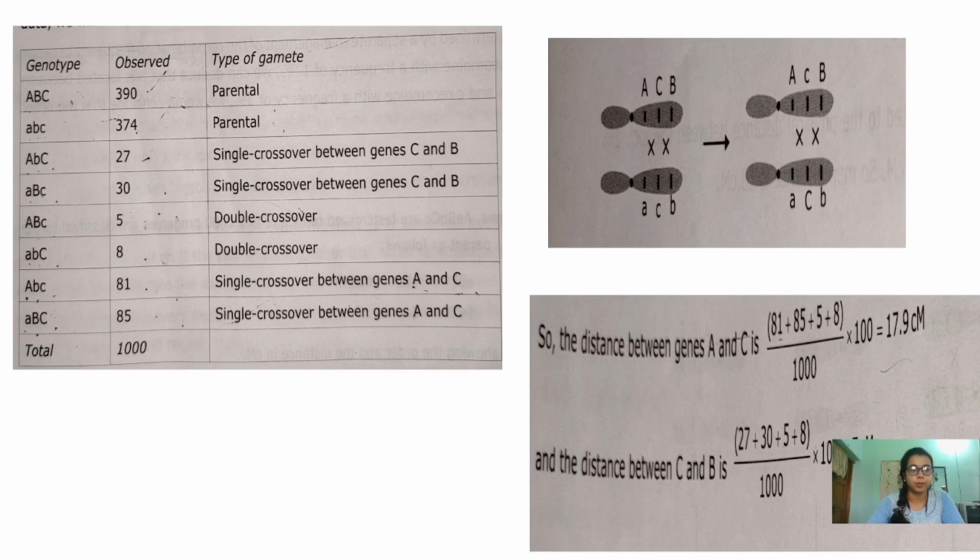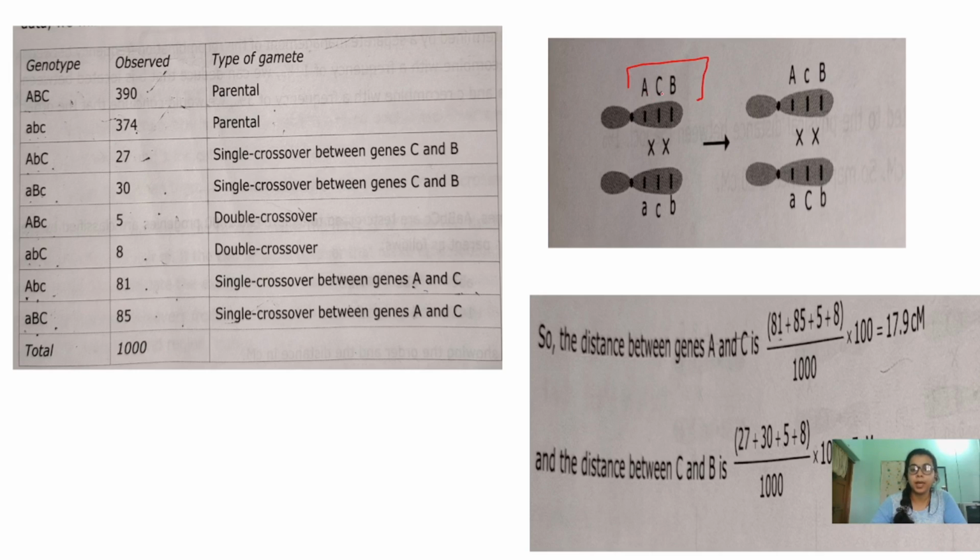Let's take an example so that we get a clear picture. Next, first we need to find the parental. How will we find the parental? That is by observing the highest value. Here the highest values are 390 and 374, which are the parental. And the least values will be the double crossover. Okay. Then you need to find the gene order. Here the gene order will be ACB. Okay. If you compare parental 1 with double crossover 1 and parental 2 with double crossover 2, you get the gene order, that is ACB.